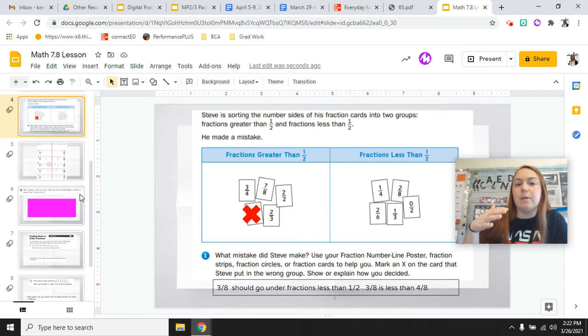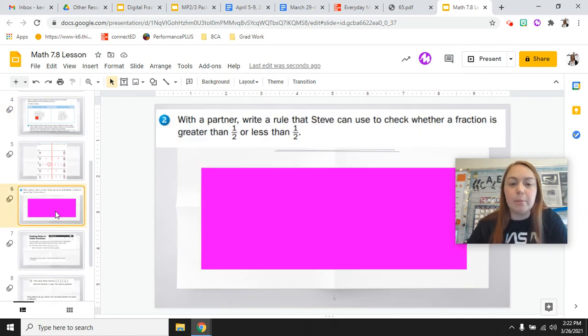Remember, a rule is something that applies to everything. Think of the input-output boxes. The rule that you solved applied to all of the input and all of the output. That's kind of how this is. The rule that you're trying to create would apply to all of the fractions greater than 1/2 and all of the fractions less than 1/2 that we have here. Okay, so think about that problem for number 2. When you're ready and you have an idea, you can play the video again and I'll show you some of the rules that we are going to work with.